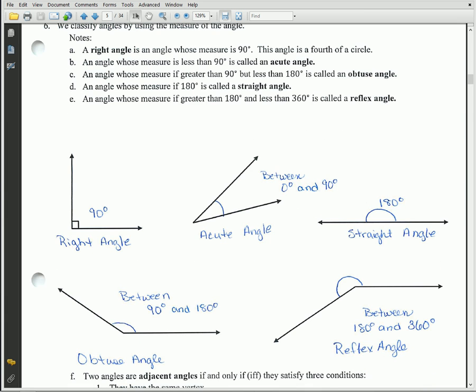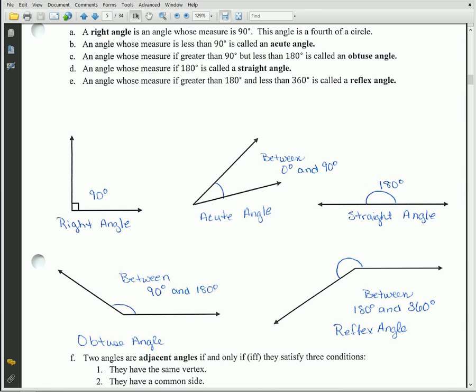Now, we have 5 different types of angles that we're going to talk about. The first is a right angle. A right angle is a 90-degree angle. An acute angle, which is an angle between 0 and 90 degrees. A straight angle, which is an angle whose measure is 180 degrees. An obtuse angle, which is an angle that is between 90 degrees and 180 degrees. And a reflex angle, which is an angle between 180 and 360 degrees.